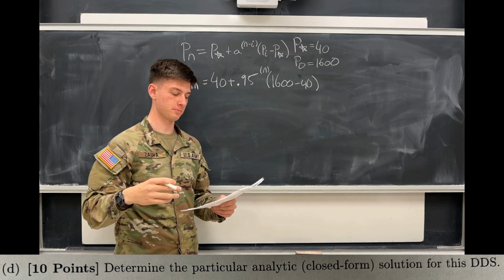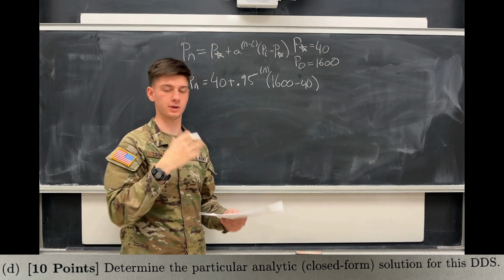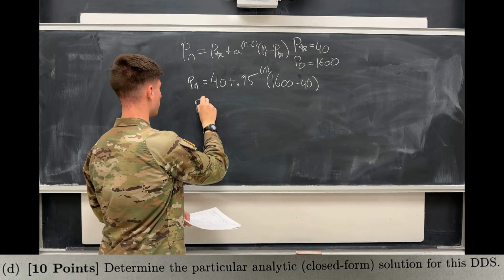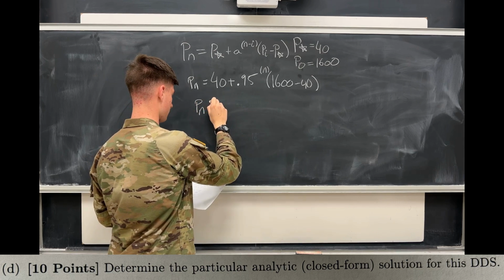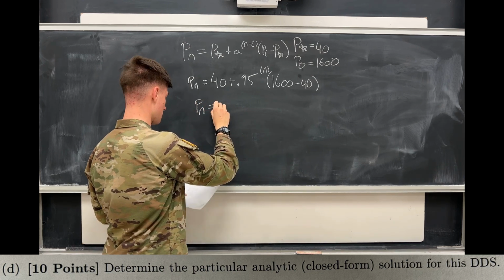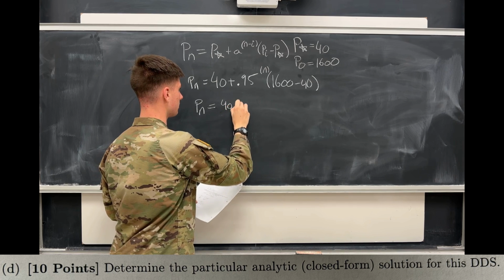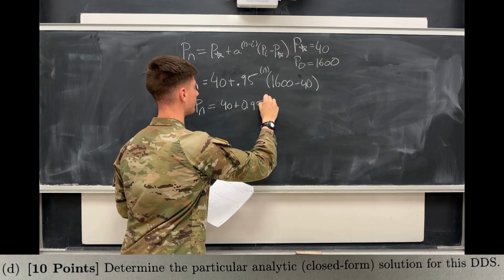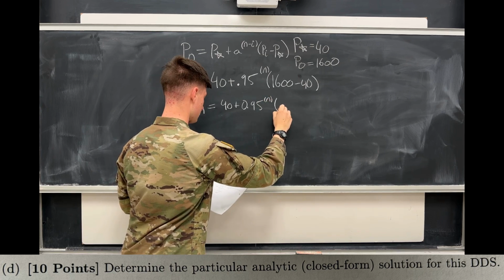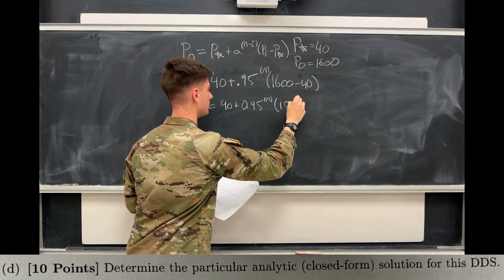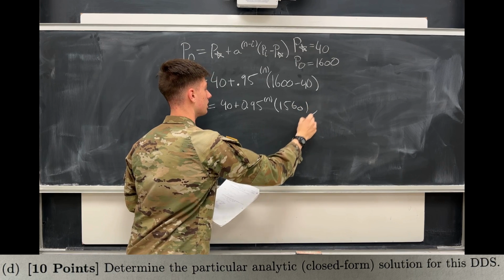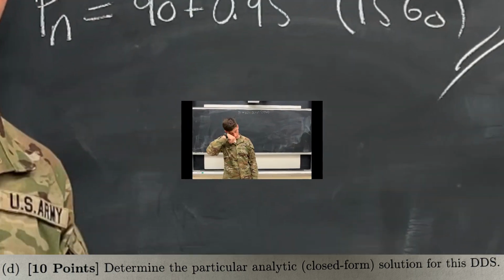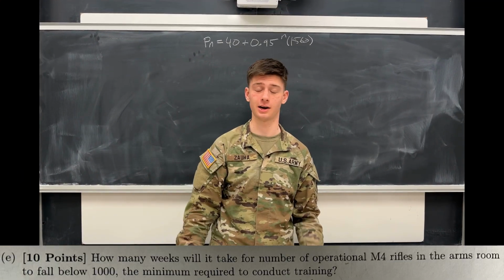You're just going to basically plug this in. You don't need to solve because you can't solve for n. So now you know that the closed form, so the particular analytic solution, is going to be 40 plus 0.95 to the n times 1560. Double underline. You're good to go. I'm swearing this is the last try.